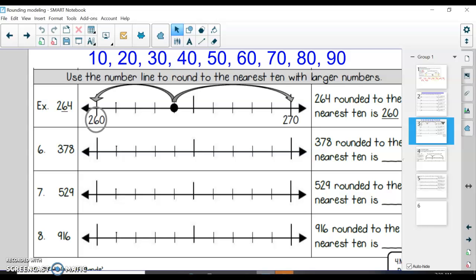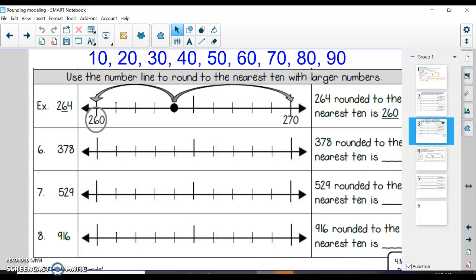In today's practice, I'm going to show you how you can round to the nearest 10 in larger numbers and how you can round to the nearest 100. Our standard is 4.NBT.3, so you're supposed to be doing this rounding on a number line so that you can see where numbers fall on a number line and what they're closest to.